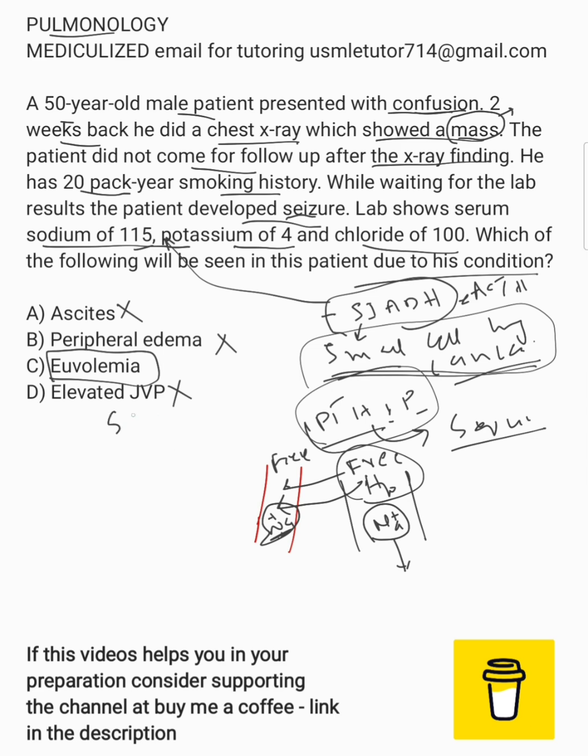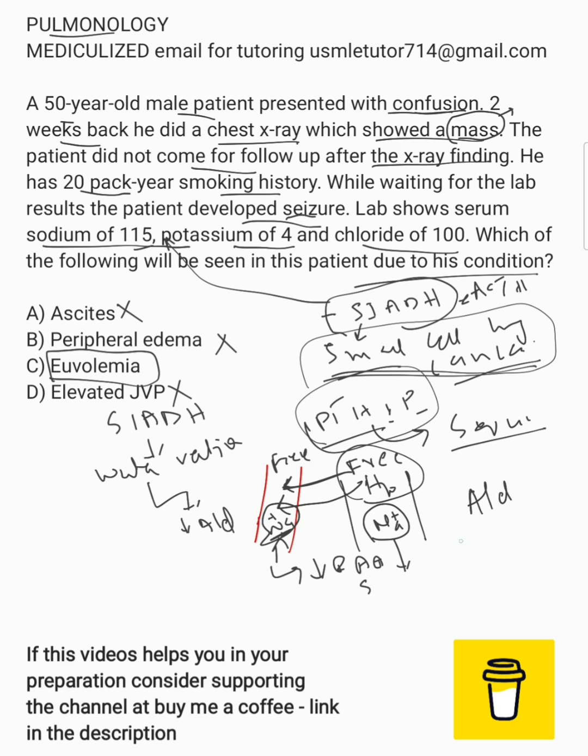When you have SIADH, there is water retention. If there is water retention, there is increased intravascular fluid volume. It will suppress the renin-angiotensin-aldosterone system, so there is decreased aldosterone. What does aldosterone normally do? Aldosterone reabsorbs water plus sodium. So if aldosterone is decreased, there is less water reabsorption and less sodium reabsorption. So there is increased loss of sodium in this decreased aldosterone state.